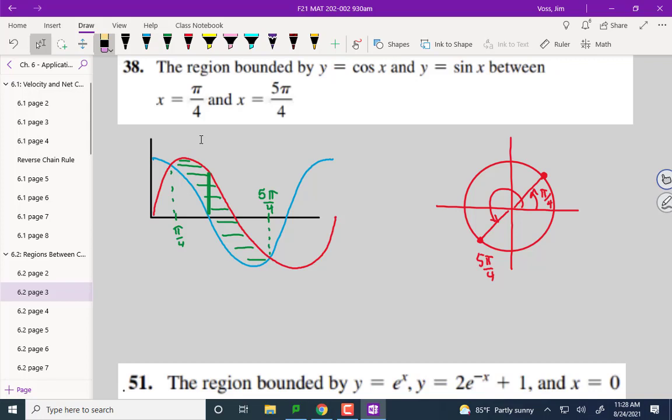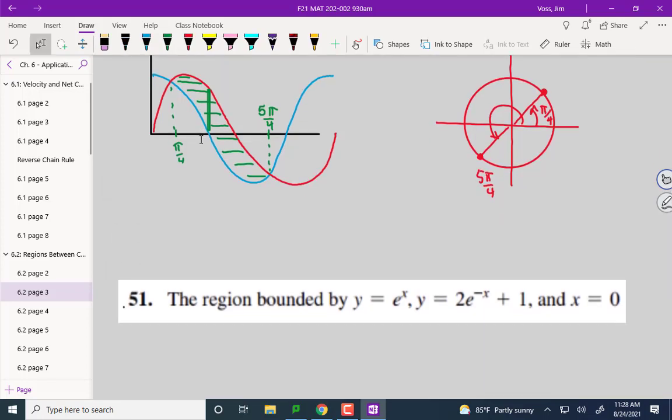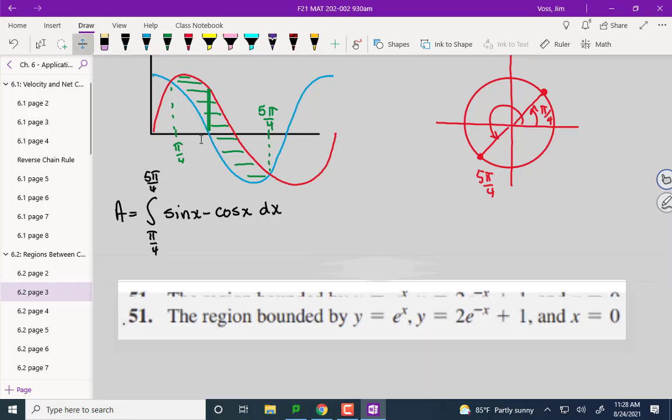All right, let's go through this. Did you have to distribute? Looks like everyone's pretty much on track. The hardest part is dealing with all the root twos. So any issue with that? We see that sine is on top, cosine is down below. So sine minus cosine. That makes sense, everybody.